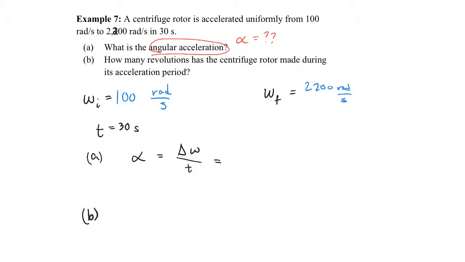What is it? Radians per second squared. What do you get for alpha?